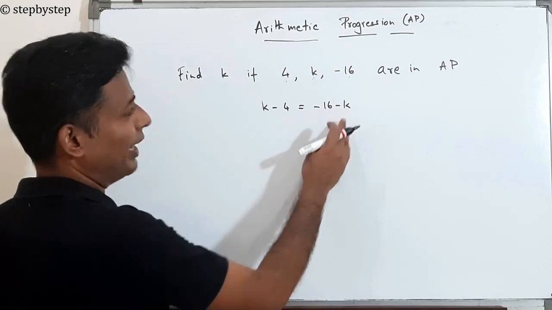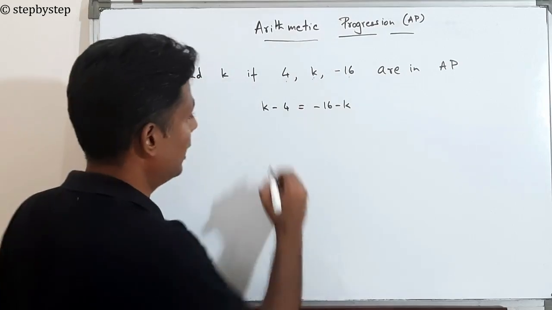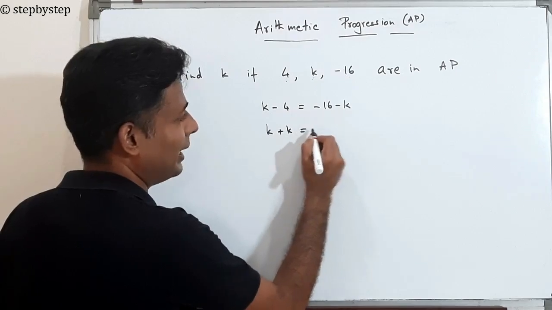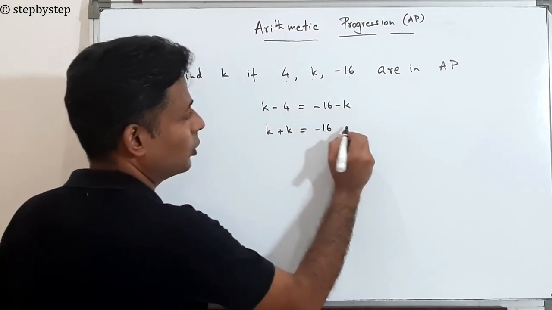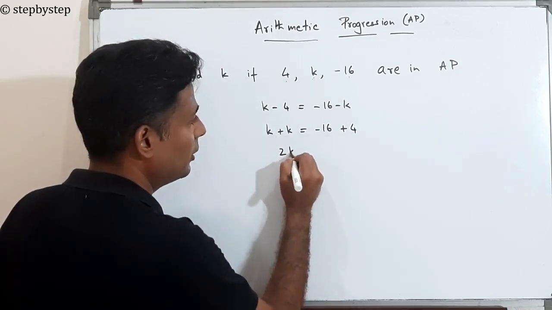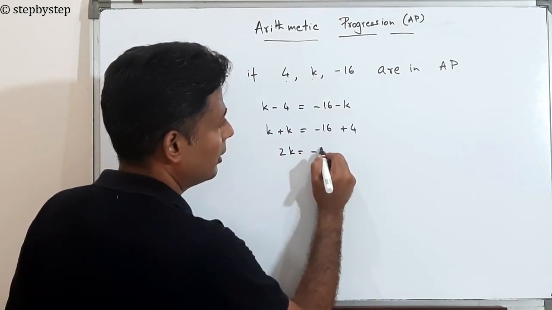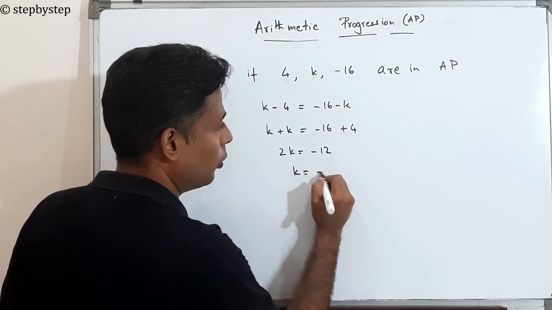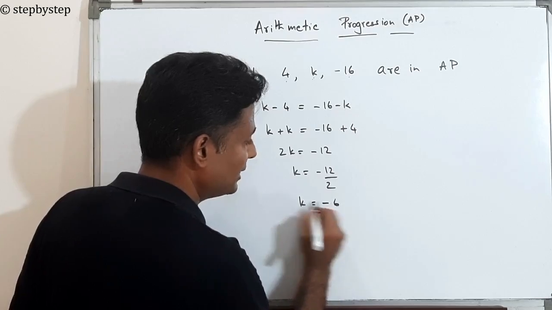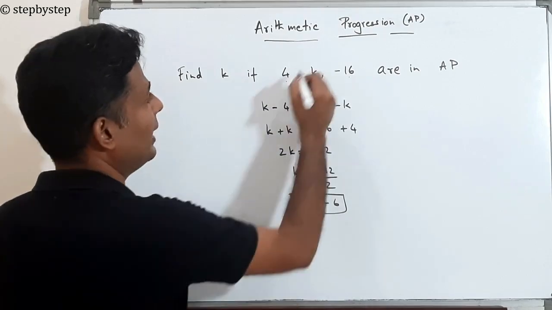Now to find the value of K, I'll transpose K terms on one side and the rest on the other. So I have minus K here, when it comes this side, it becomes plus K, and when minus 4 goes that side, it becomes plus 4. So K plus K, 2K, equals minus 16 plus 4, which is minus 12. So K equal to minus 12 by 2. So the value of K is minus 6. Right? So we got K as minus 6.